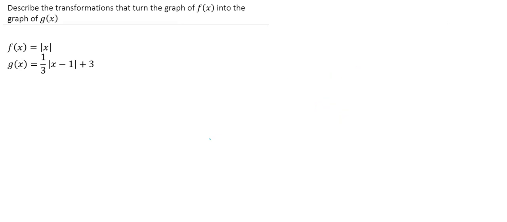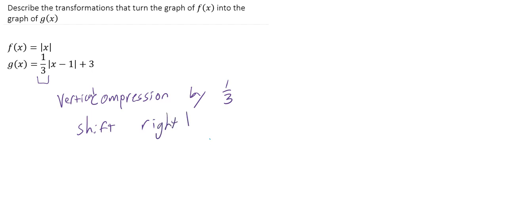Let's try another. Here, my 1/3 is on the outside. So I know that's going to be a vertical stretch or a vertical compression. In this case, it's a compression. It's going to get shorter. The whole graph is going to get shorter. Vertical compression by 1/3. We shift right 1. And we shift up 3.